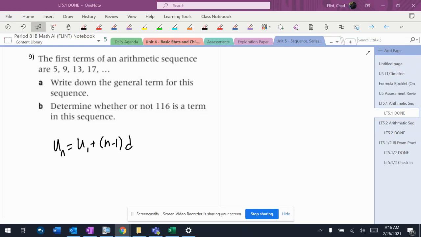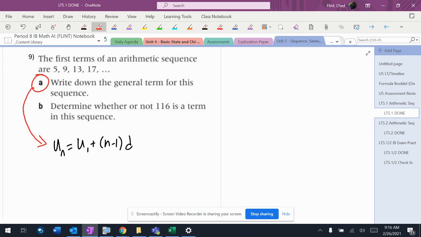So it says the first terms of an arithmetic sequence are 5, 9, 13, 17. Write down the general term for this sequence. This means write down that formula right there. Okay. Now, I don't know what the common difference is, so I have to figure out what it is.